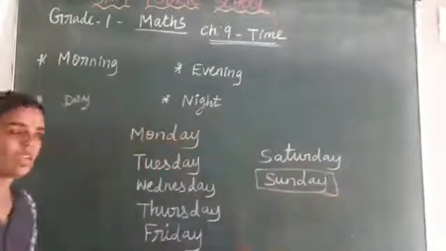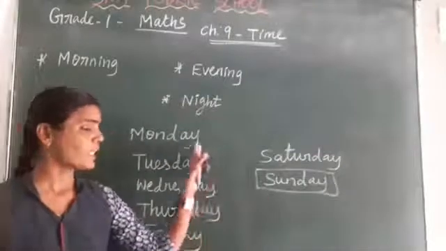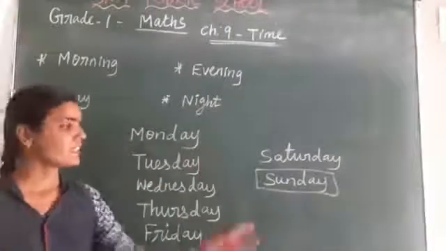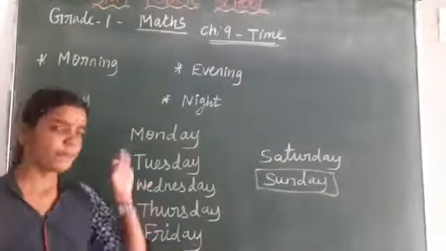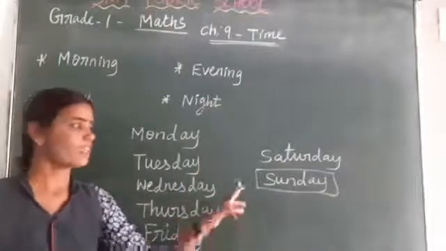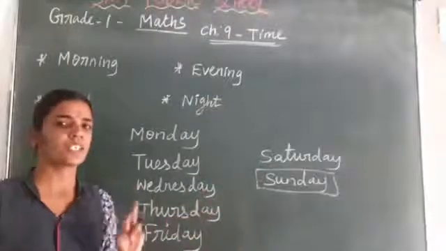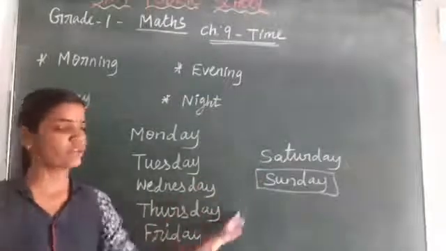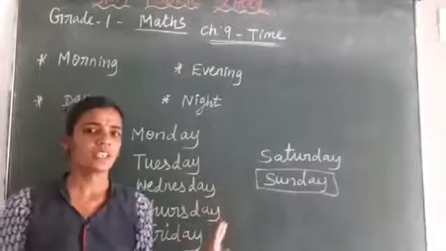Sunday only is always a holiday for us. Monday is the first day of the week. Sunday is the last day of the week. Sometimes we will get a holiday for these two days. This is called the weekend.